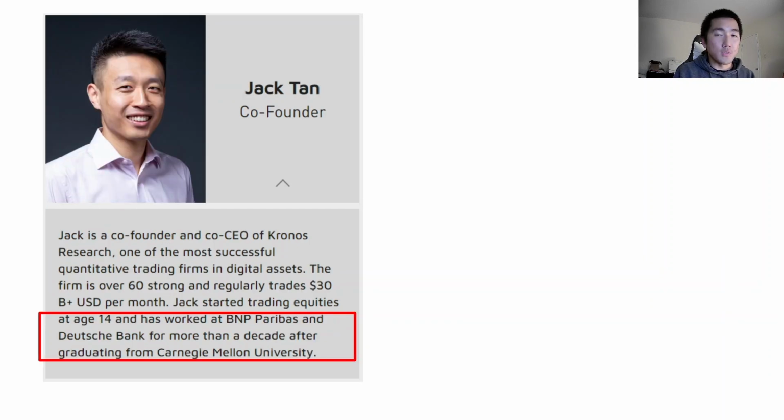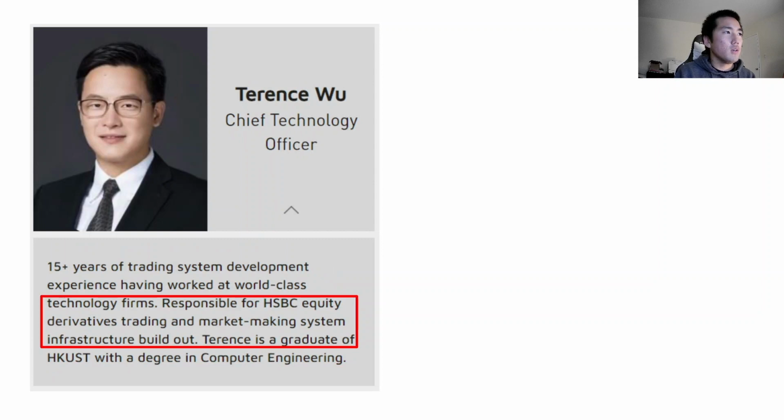How about the other co-CEO, Jack Tan? Well, he has been trading since age 14 and has over a decade of experience at Deutsche Bank and BNP. How about the CTO, right? Hopefully he knows what he's doing. Well, yeah, he built out the derivatives trading and market making system infrastructure. So these guys are for real. Like I said, they're employees of Kronos, and Kronos is one of the largest quant trading and market makers in the industry. They know the problem and they know how to solve it.